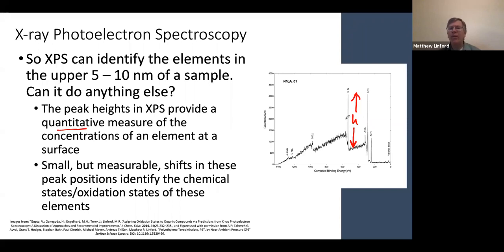In addition, there are small shifts in the positions of these peaks, and these are called chemical shifts. These small shifts tell you the chemical state or the oxidation state of the element that you're talking about. So think about everything we can get from XPS. We are getting the elemental composition, a quantitative elemental composition, and we're also getting the chemical state of the material. What is it chemically? That's really powerful, very useful information. And very often we can do XPS to follow changes in a material. How is the chemistry, how is the composition of the surface changing?